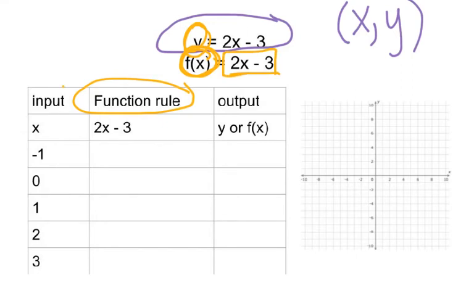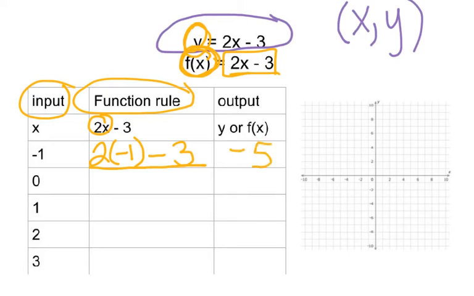So here we have our input values. What we are doing is inputting a number for the x. So all I'm doing is taking the -1 and changing the x into a -1. Now we've talked about this before, but that 2 and x together is multiplication. So I can put this in a calculator: 2 times -1 minus 3. When you put that into the calculator, your output is -5.